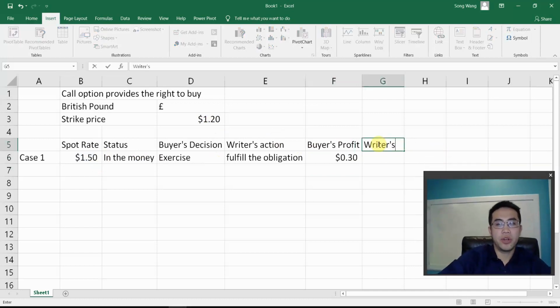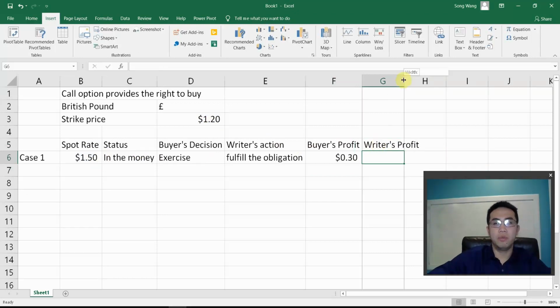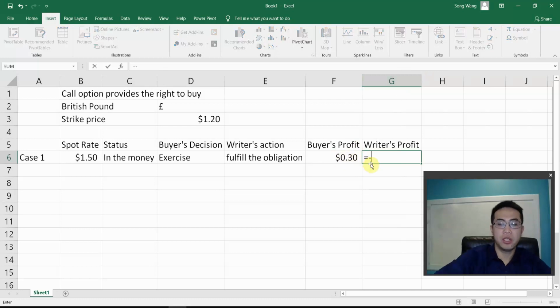Okay, and then the writer of the option will have a loss. I just call it the writer's profit. If it is a negative, then it is a loss. So the writer of the option would be the exact opposite of the buyer's profit, or negative 30. Okay, it's a negative 0.3.